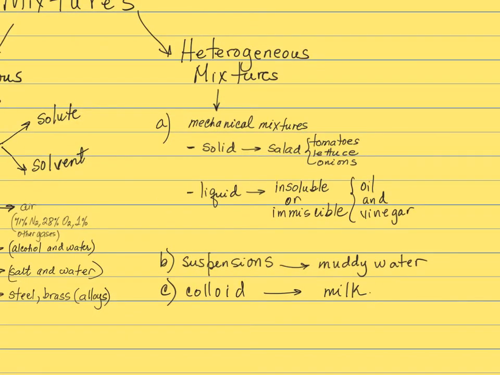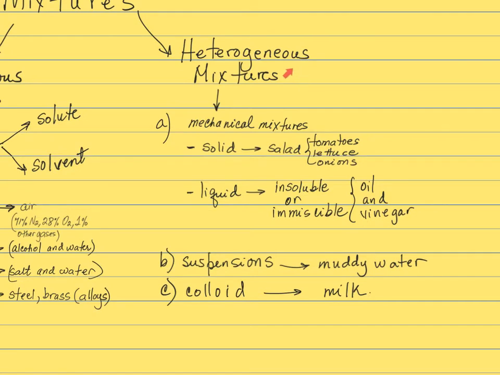So until now, we were talking about homogeneous mixtures. You know that homogeneous mixtures are called solutions. They are made of the solute and the solvent. Now we're going to talk about heterogeneous mixtures. Heterogeneous mixtures are the mixtures that when you look at them, you can see easily the different components that are part of that mixture.